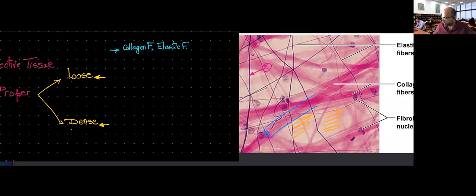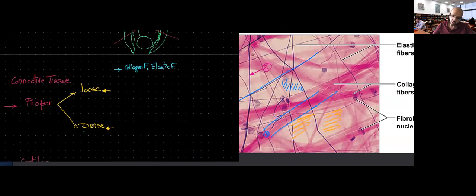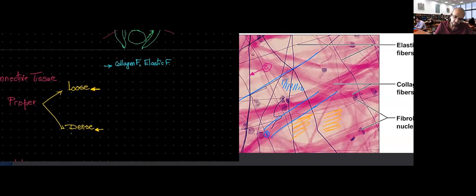You see, those are collagen fibers. The thin, darkly stained long fibers here are elastic fibers. So if I see collagen and elastic fibers, and I have lots of spaces between those fibers, this is a type of loose connective tissue that we call areolar connective tissue.